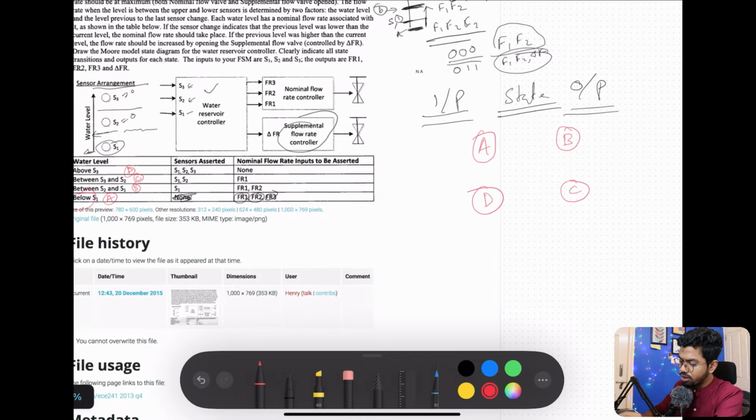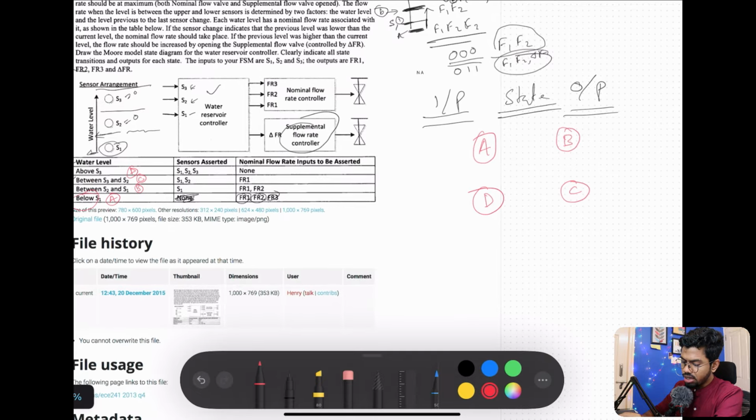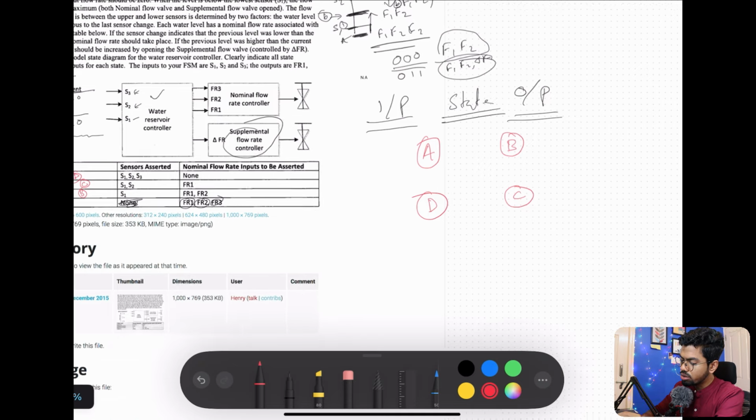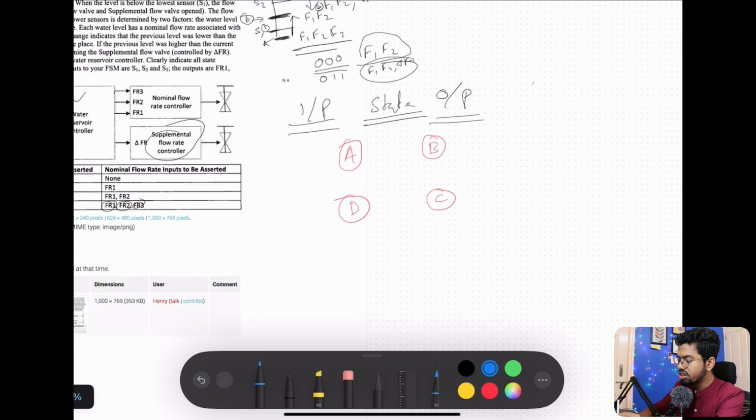So anytime you are below S1 and you are getting input, and how we are denoting input is S2, S3 and S1. So this is a 3-bit input, right? So you can get input like this, or like this, or like this, or like this. I'm just using these states.